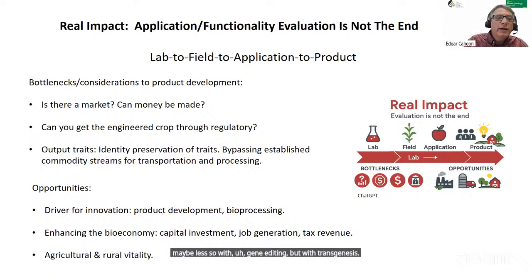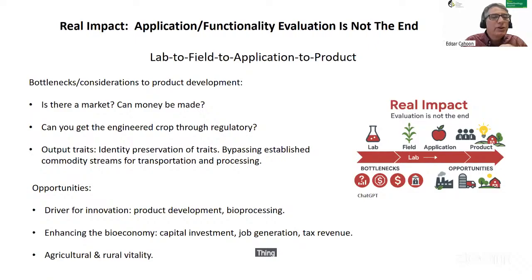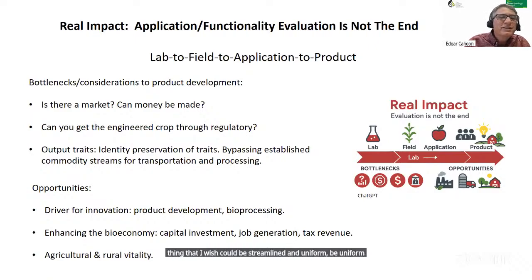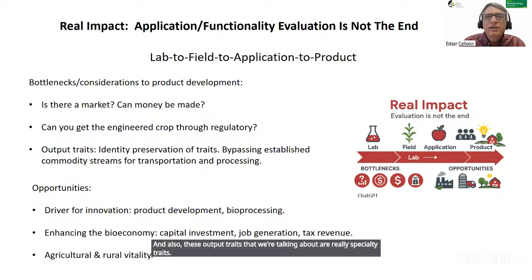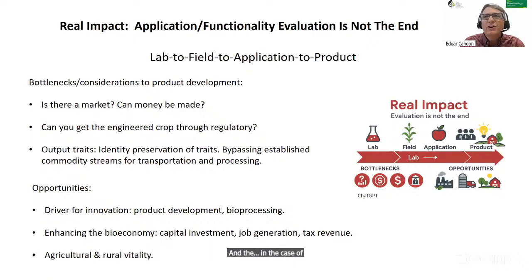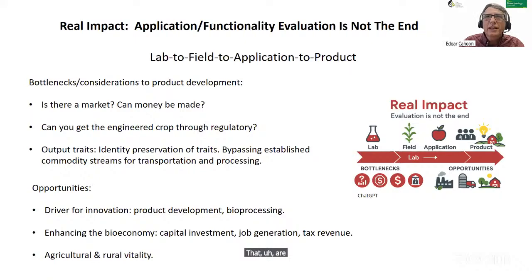you really have to think about getting the crop through a regulatory process in your country, in the world. And this is a very costly, time-consuming thing that I wish could be streamlined and be uniform across countries. And also, these output traits that we're talking about are really specialty traits. And in the case of corn and soybean, and wheat, these are large grain crops, large markets that are what we would consider to be commodity.